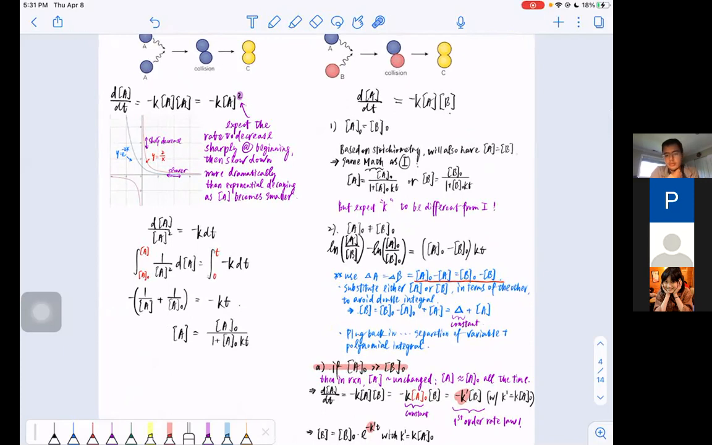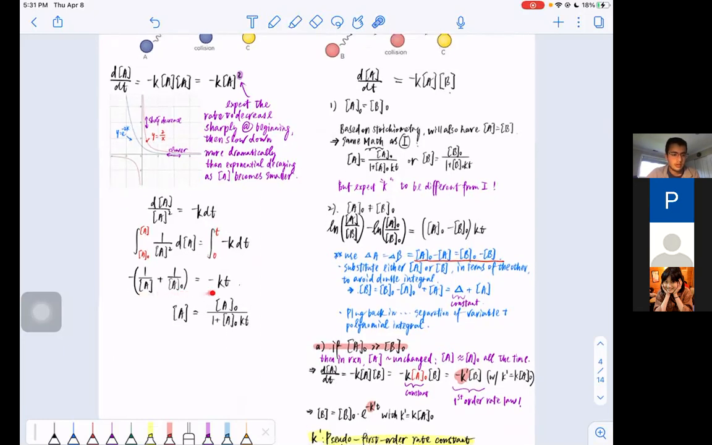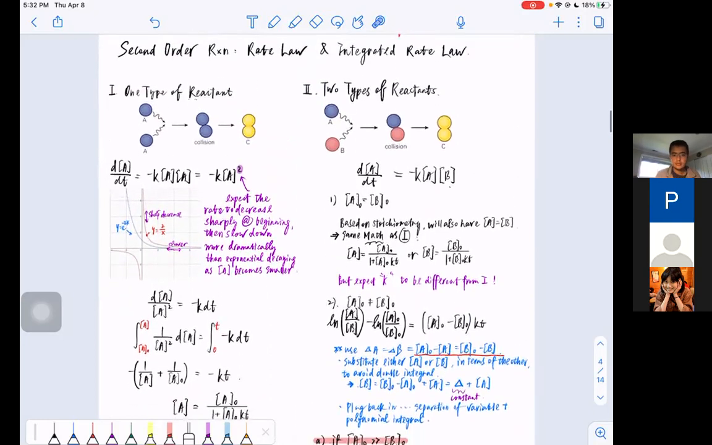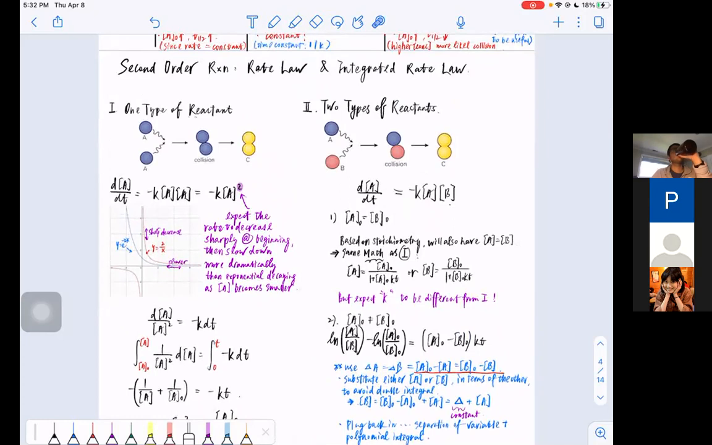Separate variables and integrate from A naught to some arbitrary concentration, and integrate with respect to time from time equal to 0 to some arbitrary time, and that gives us this expression. With a little bit of rearrangement, we get this expression. So that's the law for a second order reaction if we only have one type of reactant. Done, very simple. So let's make the situation a little more complex, considering two types of reactants.